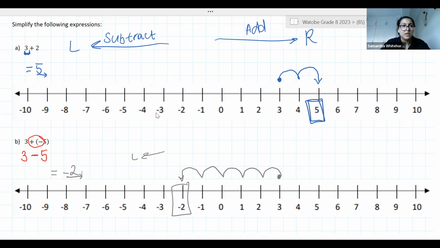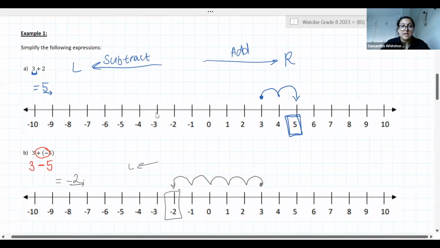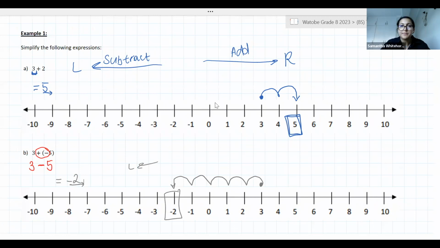Okay, so what I'm going to do here is I'm just going to wait for a second in case anyone wants to take a screenshot. And then we're going to do another couple that I'm going to ask you to try by yourself.